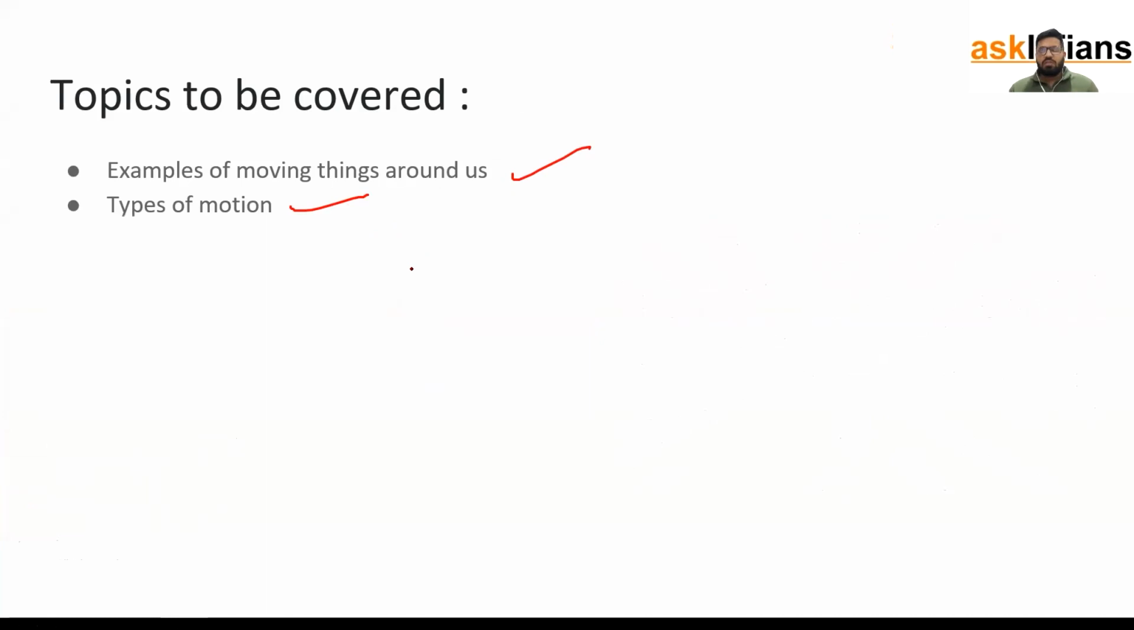Suppose you list all the objects you see in your day-to-day life around you. You can talk about a school bag, a car, a bus, a chair, or a person who is sitting on a chair. Now just list the objects which are changing their position. Suppose I talk about your house: does your house change its position? No. Does the clock which hangs on the wall change its position? No.